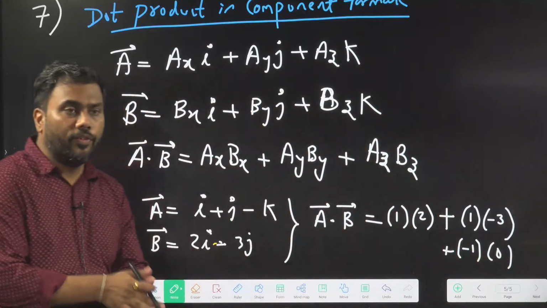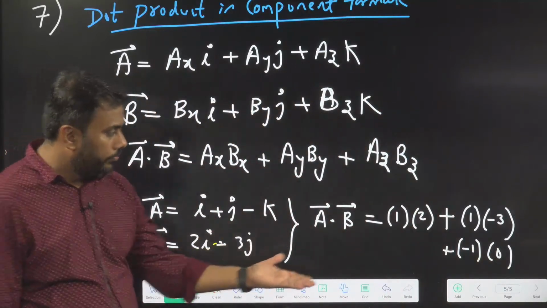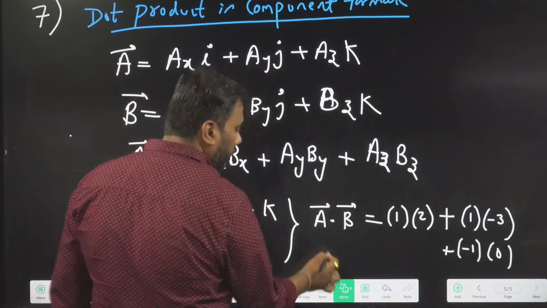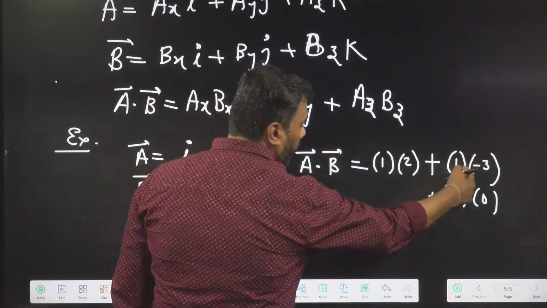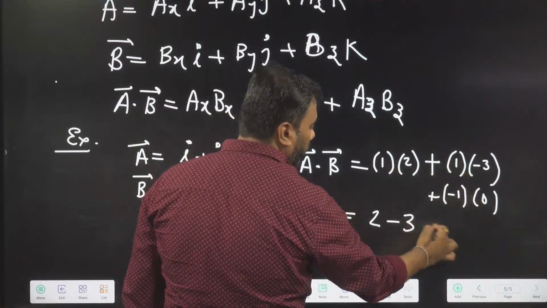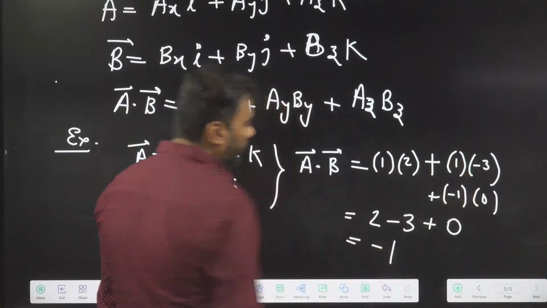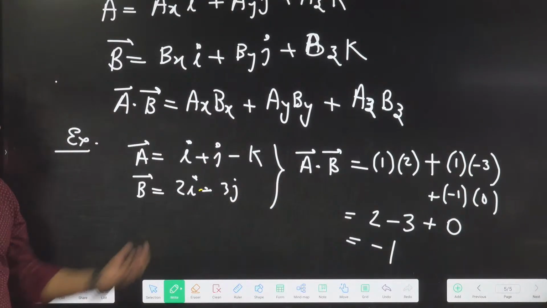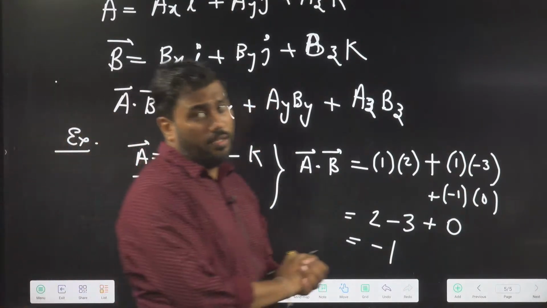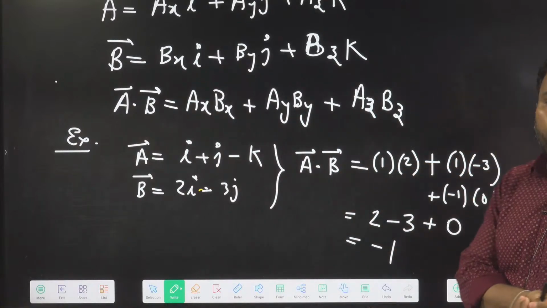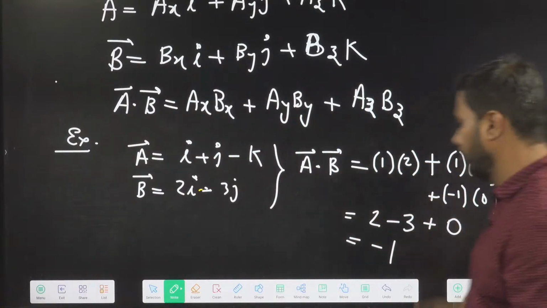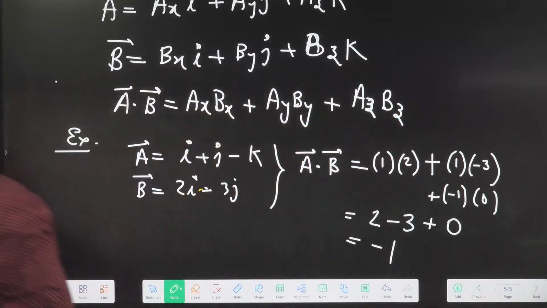Some of you are also giving me the answer. Okay, we will check. Yes, so solve this. 1 into 2, 2. 1 into minus 3, minus 3. Minus 1 into 0, 0. 2 minus 3, minus 1. This is the answer, minus 1. The dot product of two vectors when component format is given is very easy. Is this clear?